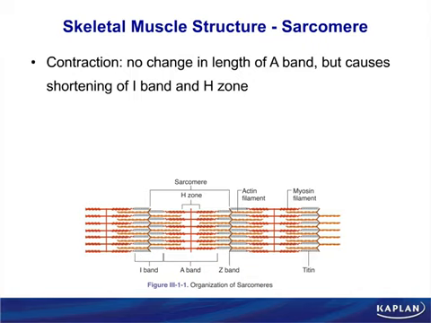And the myosin is not going to change in length when the muscle contracts. However, the I-band, which is titin and actin, will shorten, and also the H-zone will shorten some as those actin proteins move into them. So the A-band doesn't change length, but the I-band and the H-zone do.